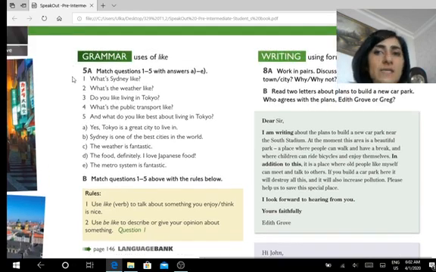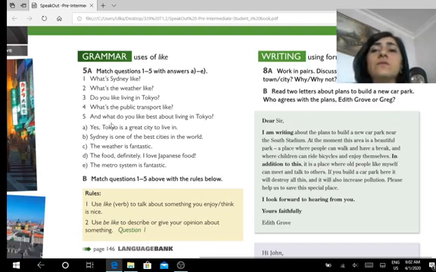And to do exercise 5A, you have to match questions from 1 to 5. It's here. And below you have answers from A to E. So you have to do your matching, okay? So for example, let's take the first one. "What's Sydney like?" So the person wants me to describe Sydney. So I go down and choose the best answer for it. So this is your answer: "Sydney is one of the best cities in the world." Okay?